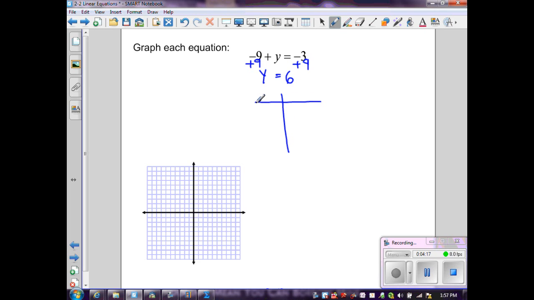Again, we recall, if I have an equation with just a y term or variable, then I know that I have a horizontal line. Again, I can create a table, 6, 6, 6, and I can go 0, 1, 2. Graphing, 0, 6, 1, 6, 2, 6. And there is my horizontal line. Also, to refresh your memory, a horizontal line has a slope that is 0.